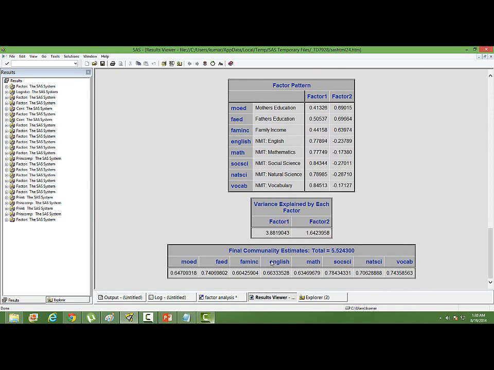We have the final communality estimates. Final communality estimates are nothing but the square of the variance explained for each of the input variables. You can see mother education, 64% of the variance is being explained by the 2 principal components. Similarly, for father education, 74% of the variance is being explained by the 2 principal components. Similarly for English, mathematics, and so on. That's the way we interpret the final communality estimates in the principal component output.